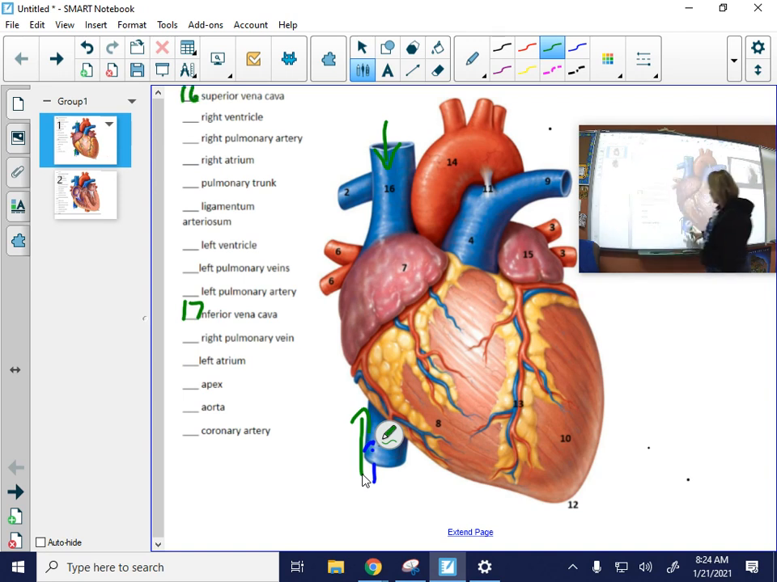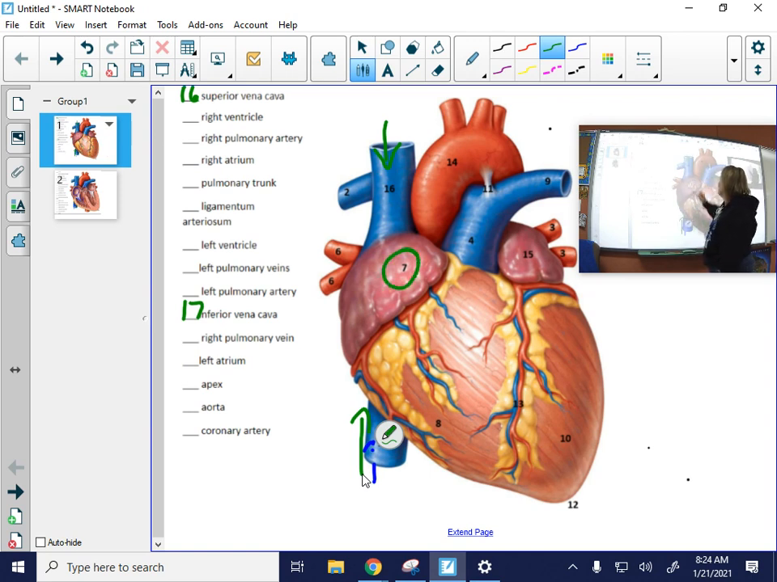Both of these vessels are veins. Remember, veins are returning blood to the heart. So this is a vein and that's a vein. They're the largest veins in your body, by the way. One of them draining the lower portion of your body, the other draining the upper portion of your body.